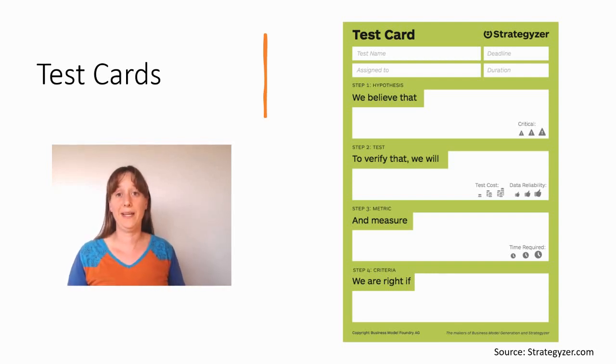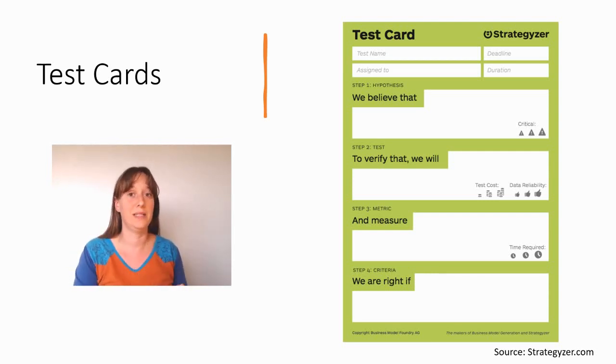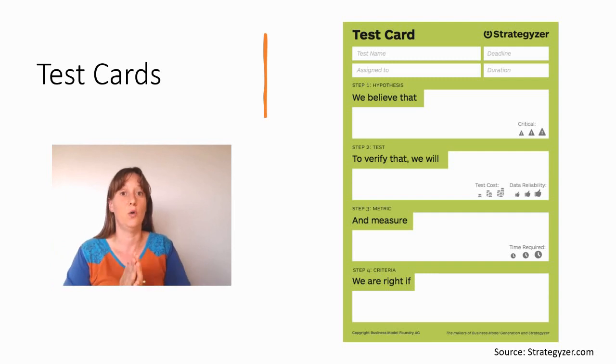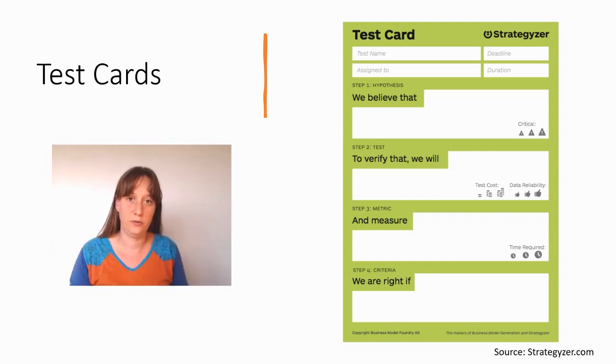Now, how do you get to the right hypothesis? These hypotheses should be about expecting people to respond in a certain way, or expecting people to understand your user interface, or expecting people to show a certain reaction to something, to buy your product or to use it, or something like that. So what's very helpful is this test card.